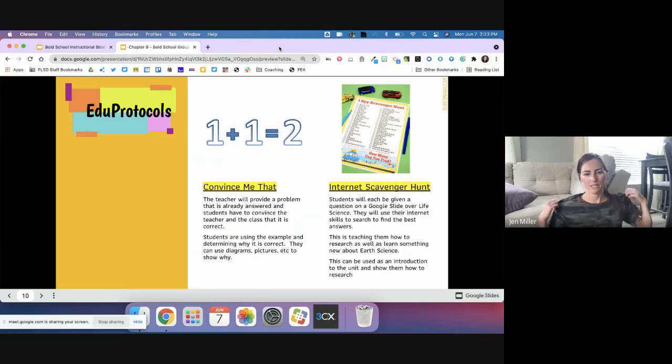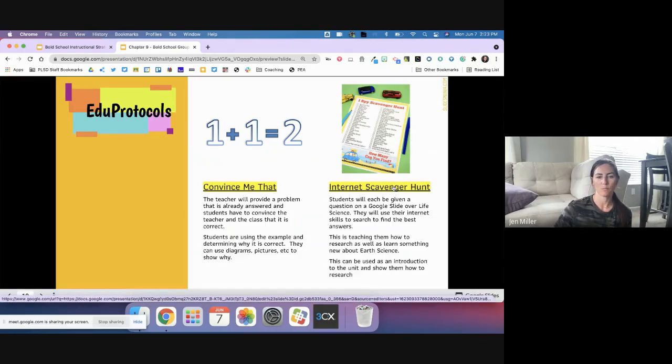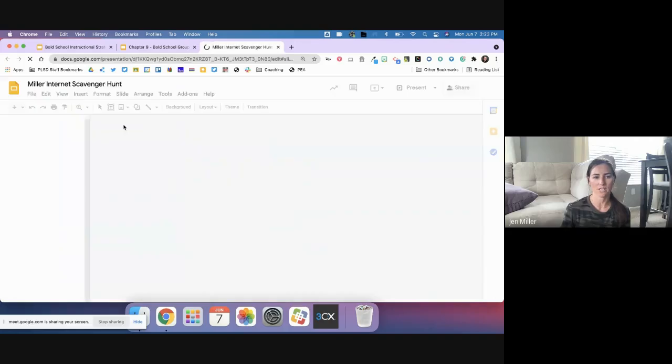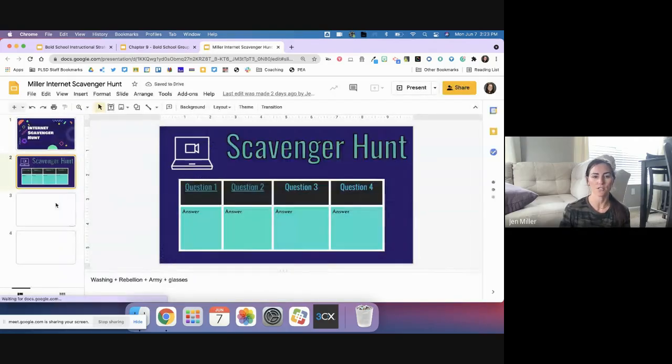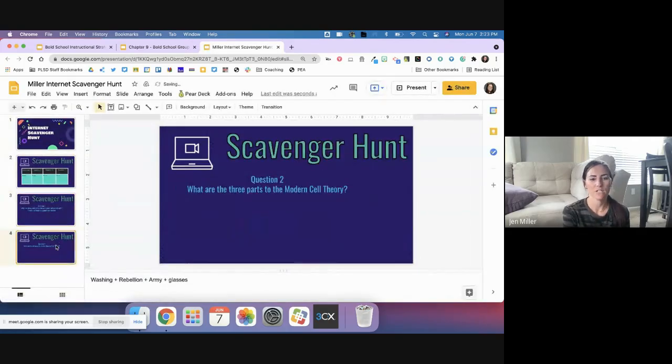And then the other one is the internet scavenger hunt. I think this one applies more to like ELA or science and social studies, where research is involved. So kids are given different questions. This was a science one. What are 3 similarities between plant and animal cells? And then they have to have evidence to support their answer.